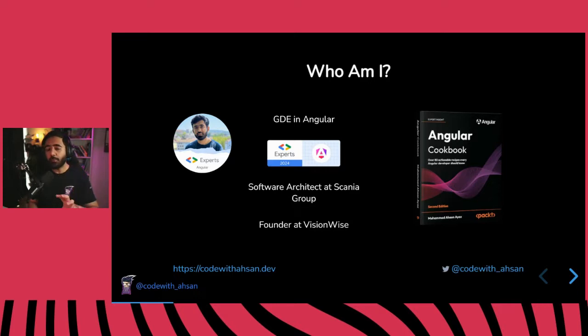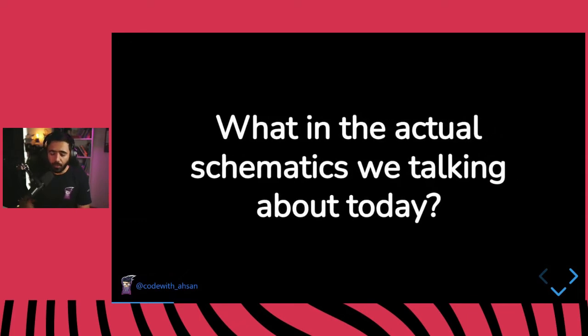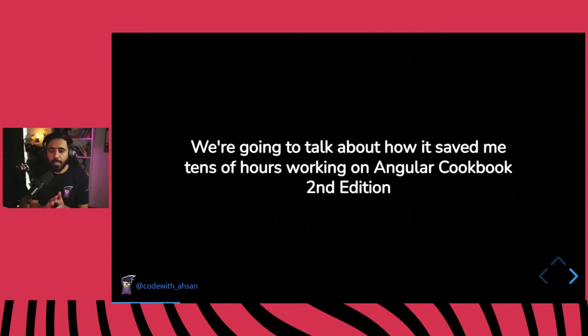And because of what I'm talking about in this session, it is so easy for me to now update all the 80 projects together that would have taken me, I don't know, even a month, that I can just do it in a couple of hours at max. Now, what in the actual schematics are we talking about? So today we are going to talk about how it saved me tens of hours, if not hundreds, working on the Angular Cookbook second edition. What were the challenges and how did I solve them?